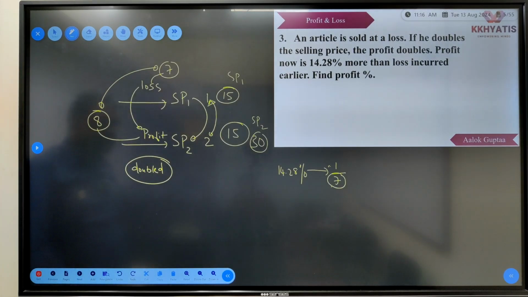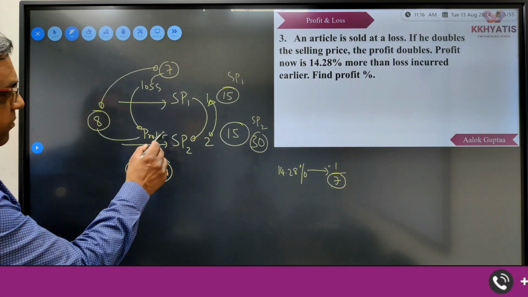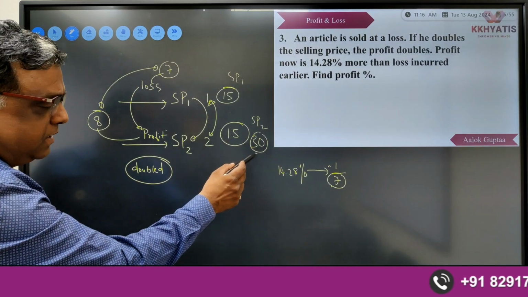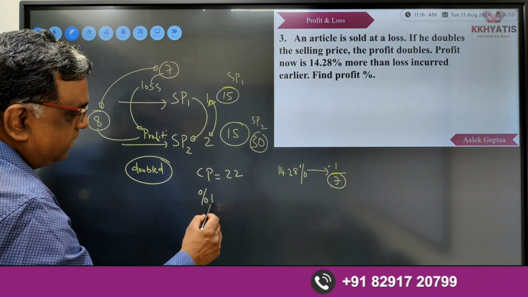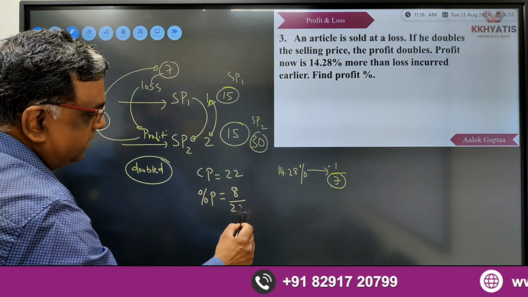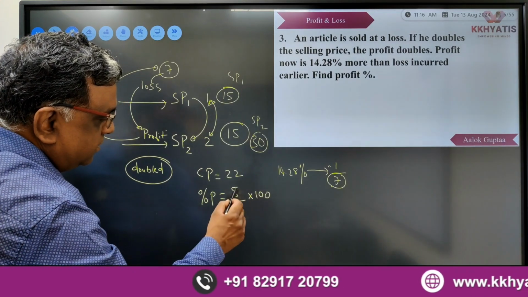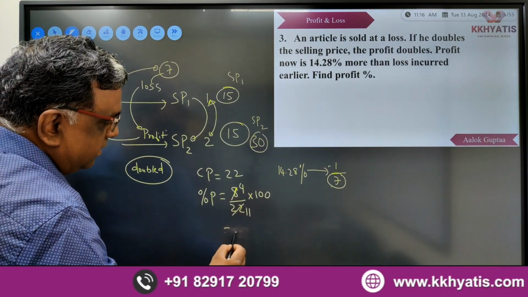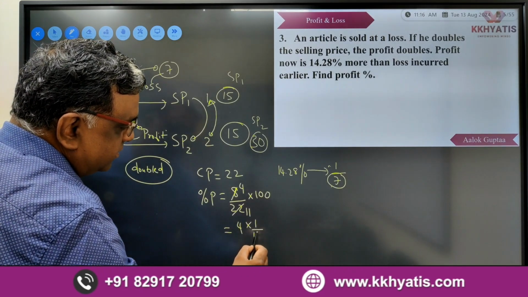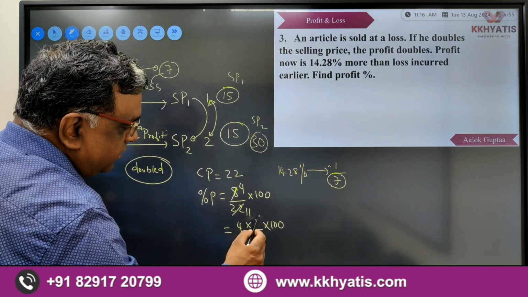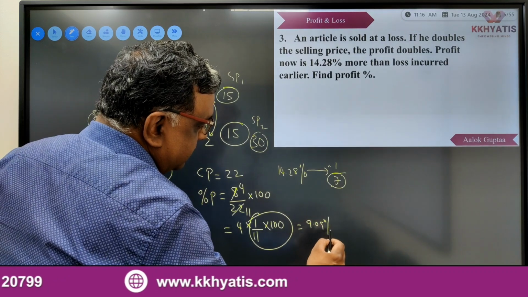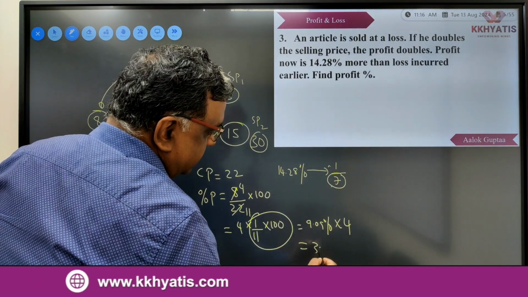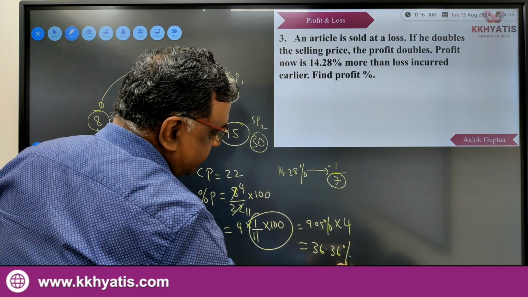Now find the profit percentage. So how can I find the profit percentage? Here, if my profit is 8, my selling price is 30, which means my CP would be 22. And my profit percentage would be profit upon CP into 100. So this will be 4 by 11, so 4 into 1 by 11 in terms of fraction. I know 1 by 11 is 9.09%, into 4, that is 36.36%. That is my profit.